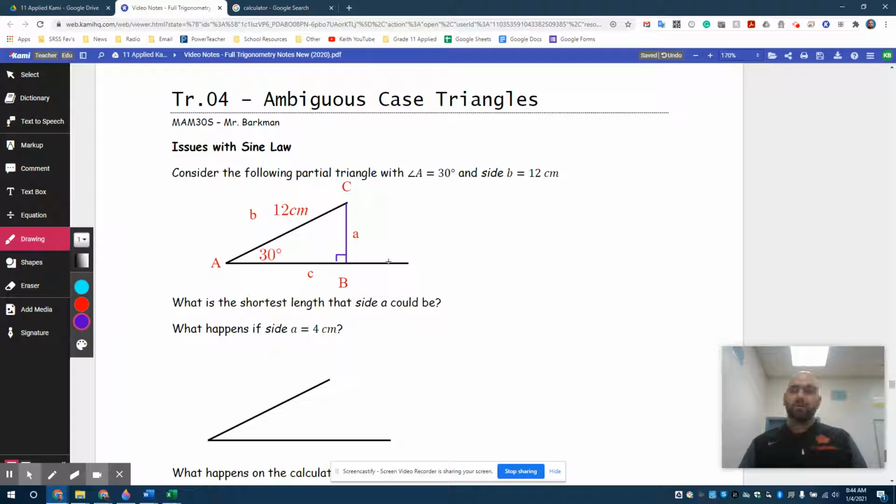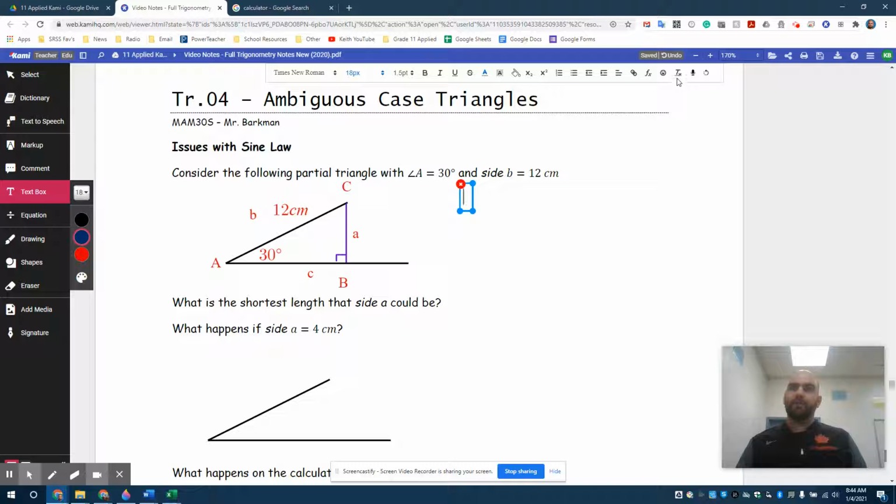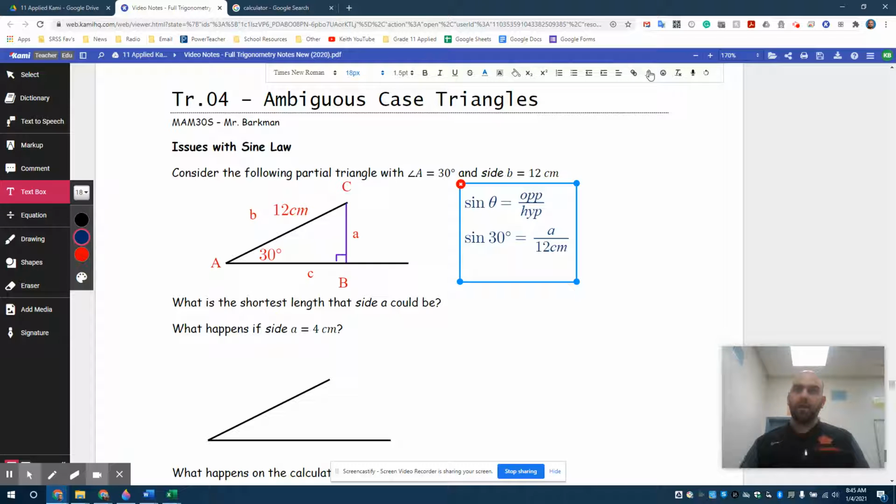To figure out how short this is going to be, we can use our trig ratios. Okay, if we're trying to find this side right here, we have this angle. This is going to be the opposite side. We're given the hypotenuse, so we're going to use sine. Sine of theta is equal to opposite over hypotenuse. And when we plug that in, it's sine of 30 degrees is equal to the opposite, which we don't know, over the hypotenuse, which is 12 centimeters.